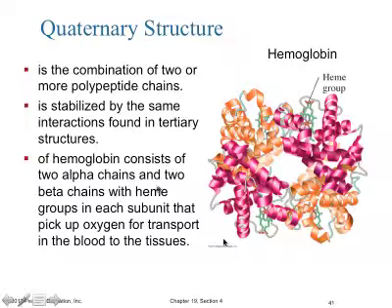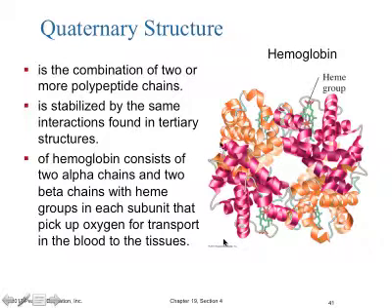Now, one other type of structure is quaternary structure. You've got primary, secondary, tertiary, and quaternary is the combination of 2 or more polypeptide chains. It is stabilized by the same interactions found in tertiary structures.